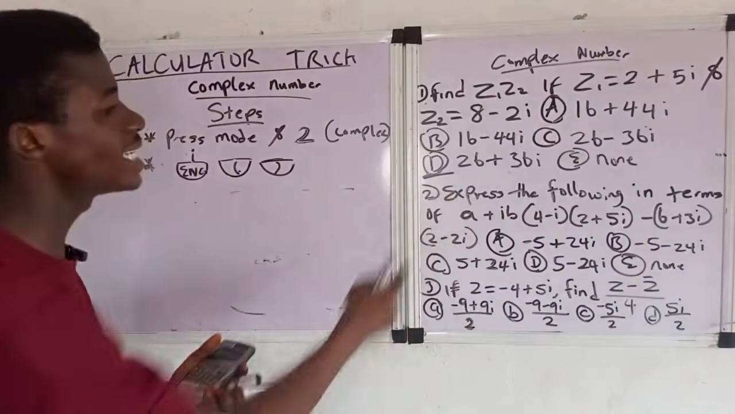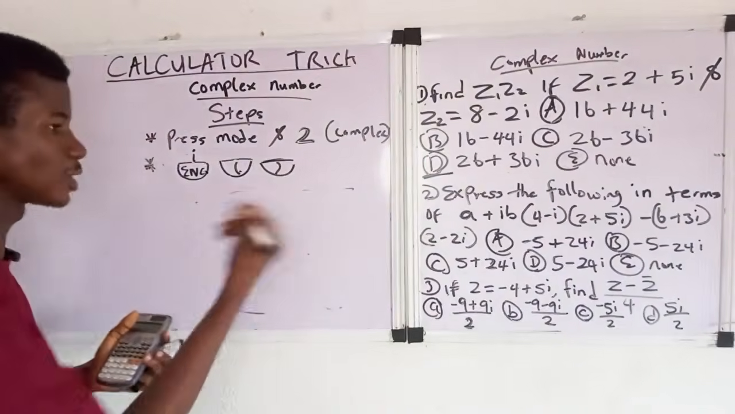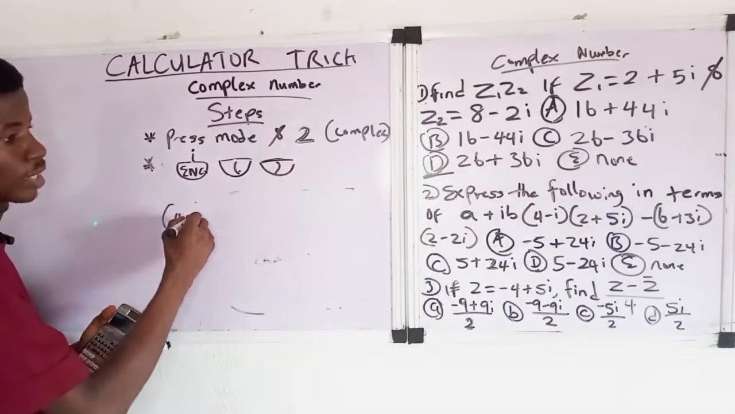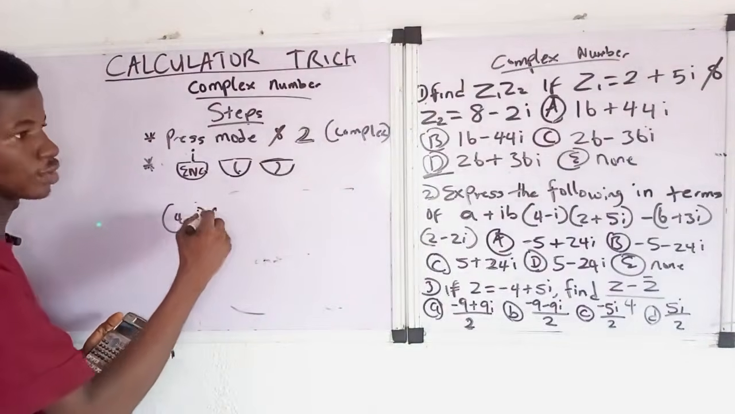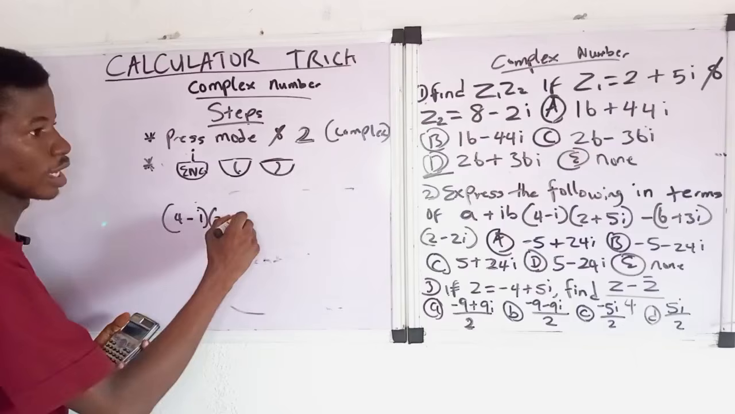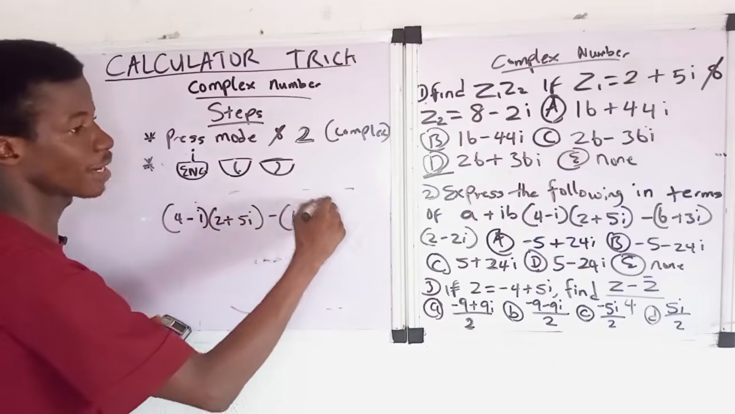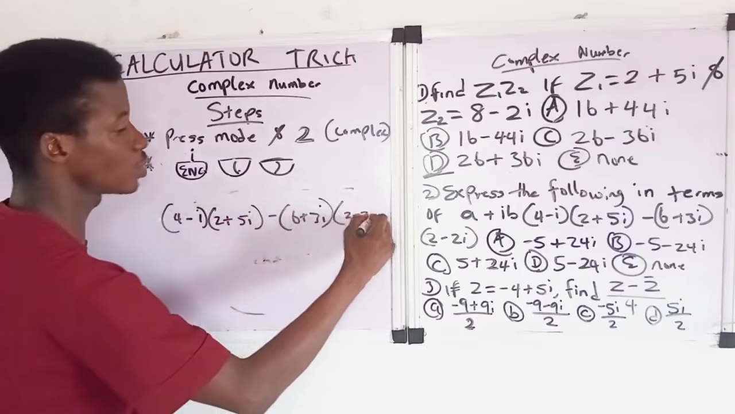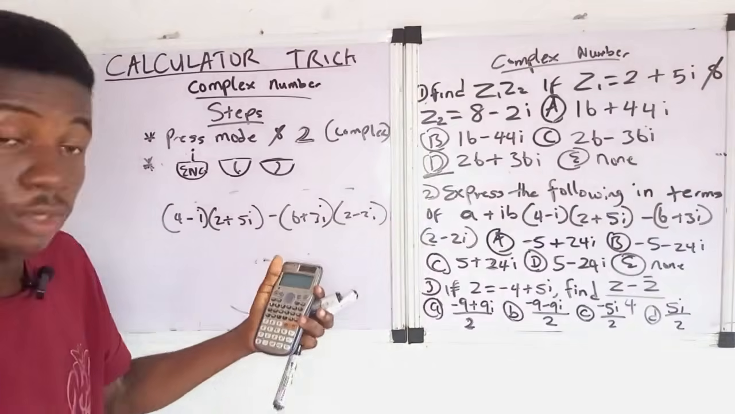Question 2. They said express the following in terms of a plus ib. It's very easy, that is complex sum. Look at it: bracket open, 4 minus i, bracket close, then bracket open, 2 plus 5i, bracket close, then minus bracket open, 6 plus 3i, bracket close, then bracket open, 2 minus 2i, bracket close. So it's just the same thing we did earlier. Make sure your calculator is already in complex form.